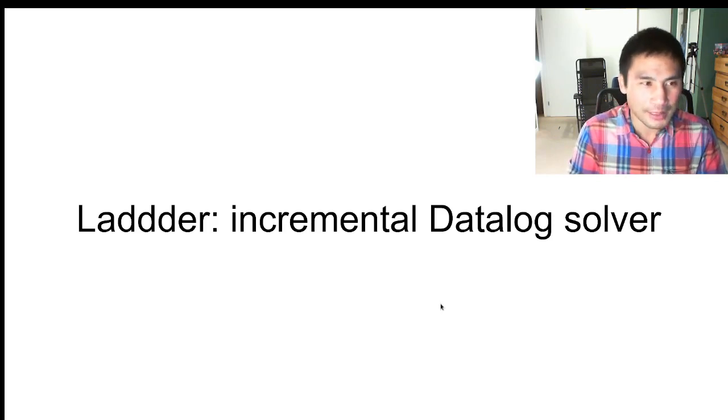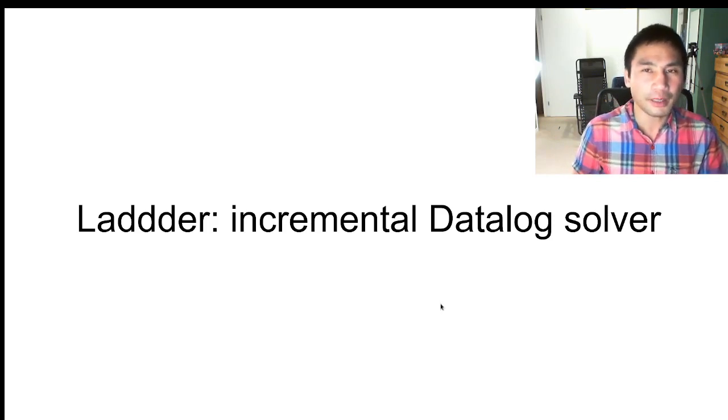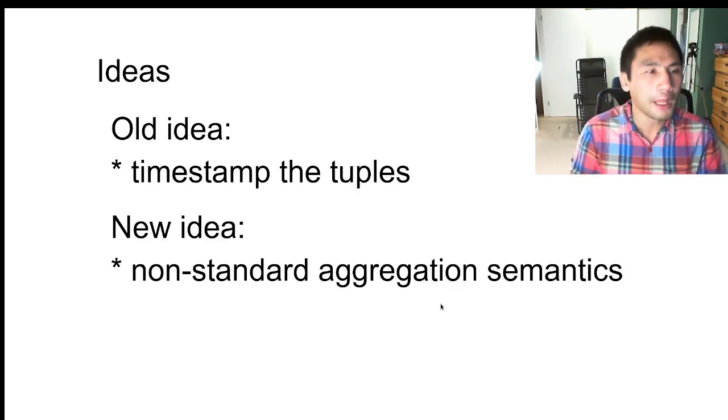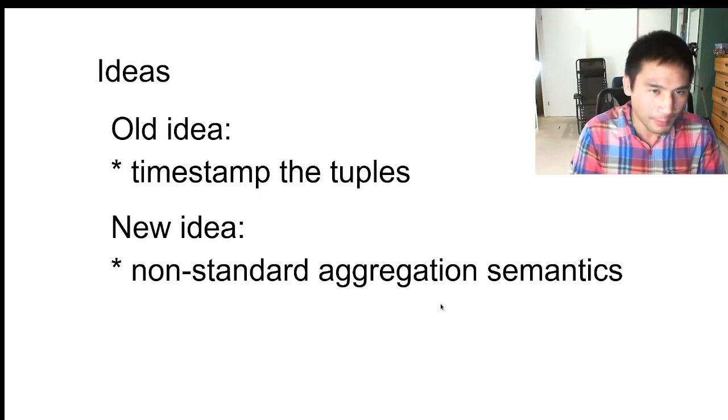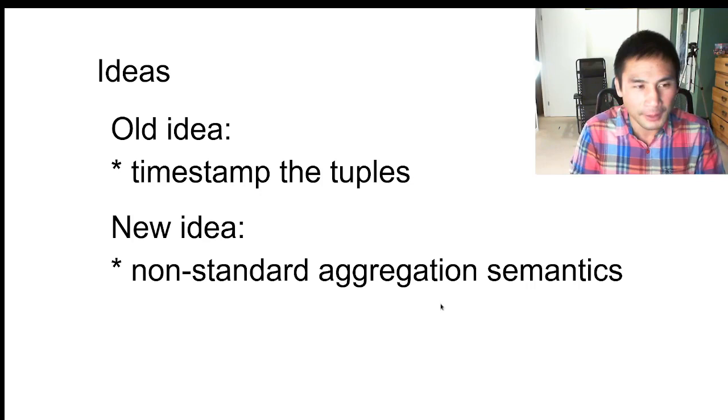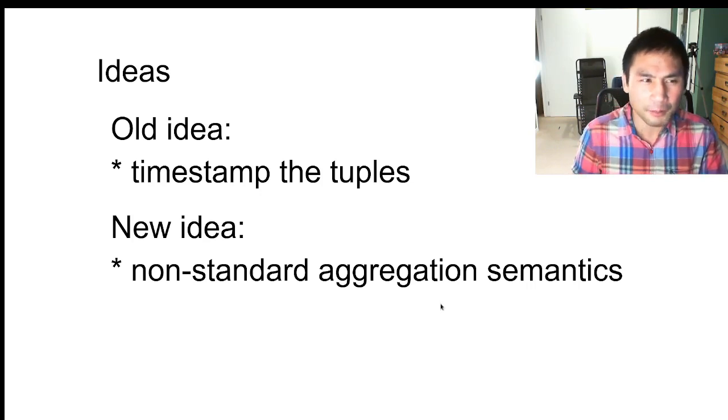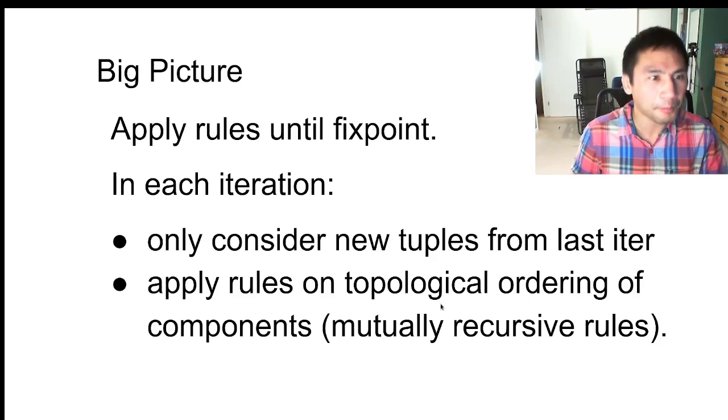And so they proposed Ladder with 3 Ds, the incremental Datalog solver. All right. So they use an old idea, which is a Datalog solver. You have tuples. When you add a tuple, you timestamp it. So you say, okay, this is the tuple we get at timestamp 1, and then you add all the things, and then you try again. This is the thing we get at 2. Okay, fine. And then they say their new idea is non-standard aggregation semantics. And I think I have an analogy for that, but not quite yet. We will get there.